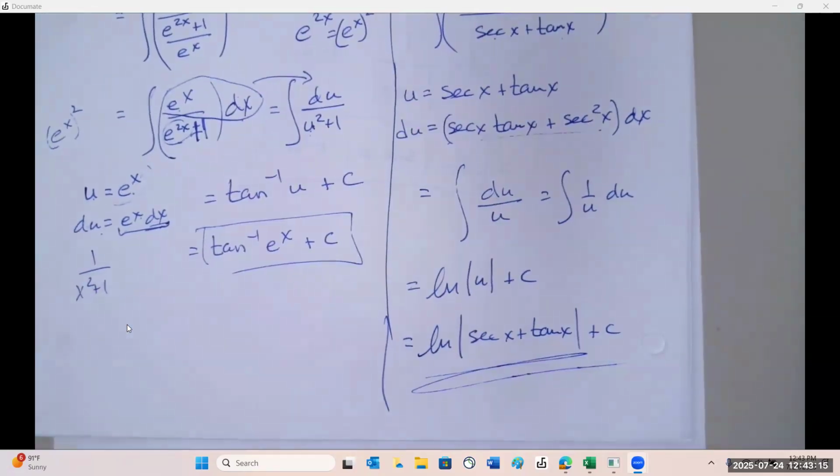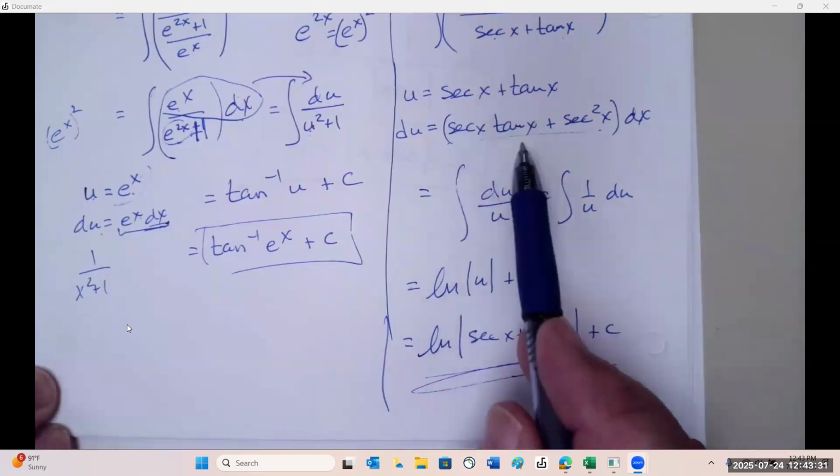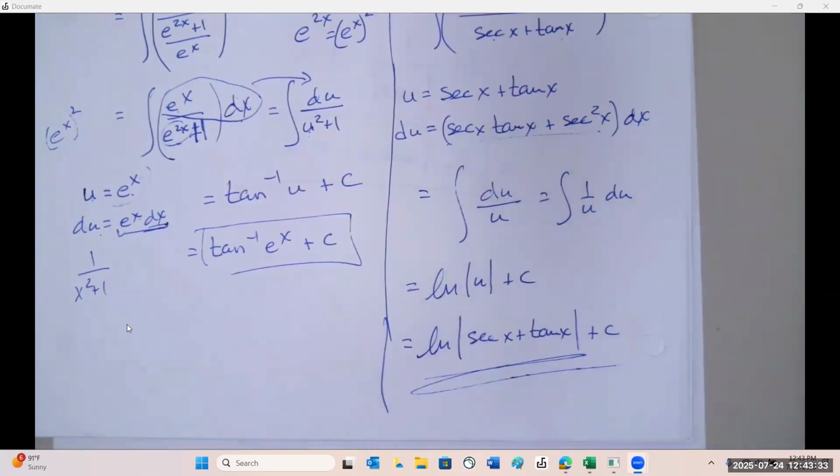That one was a lot more difficult to follow. But whenever you deal with secant functions, you're always looking at some combination of secant and tangent, because the derivative of secant is secant tangent. So we're looking for some sort of combination of that.